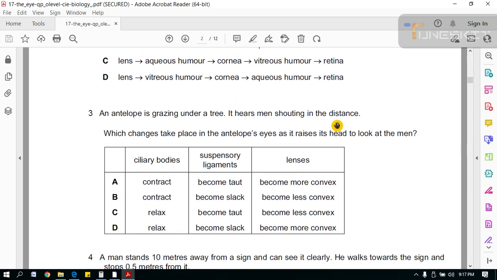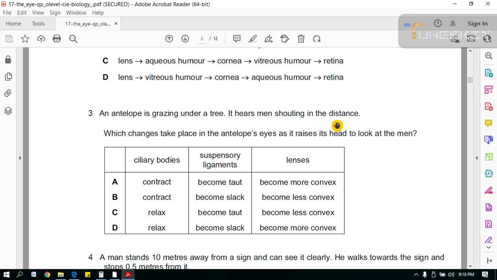Another question: an antelope is grazing under a tree. It hears men shouting in the distance. What changes take place in the antelope's eyes as it raises its head to look at the man? So we have to find out the changes in the structures of the eye which are required to see things at a distance. There are 3 structures which undergo different changes.